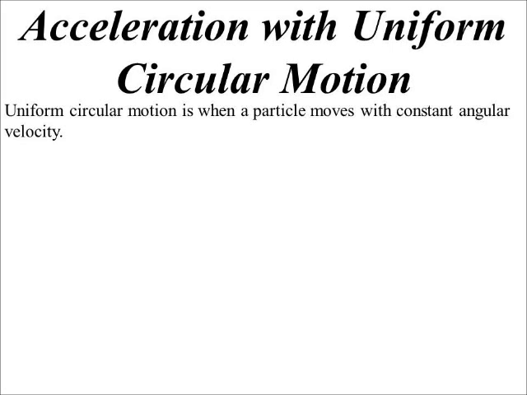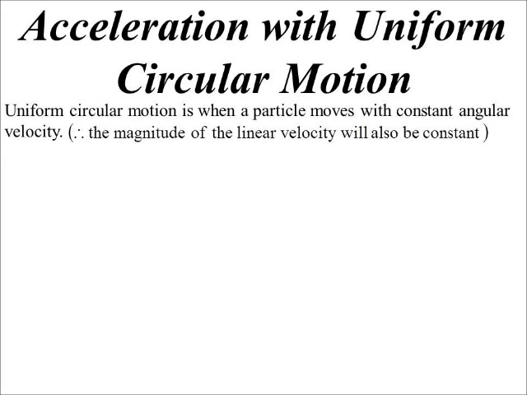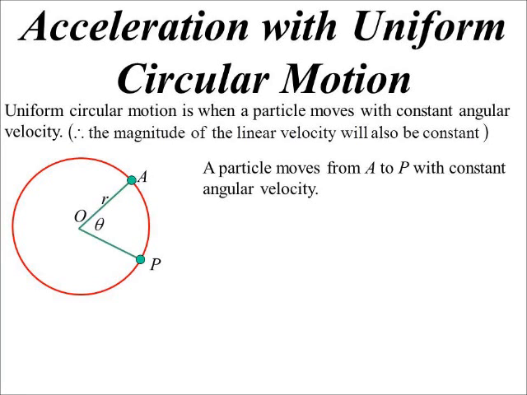But in linear motion, there's always a change because you're changing direction. So even though the actual magnitude of the velocity is constant, the direction is changing. So it will create a change in velocity. So let's have a look. Here's our circle. And I'm going to move from A to P, as I say, constant angular velocity.